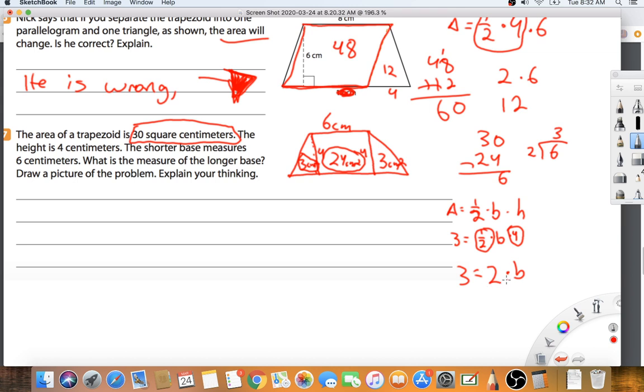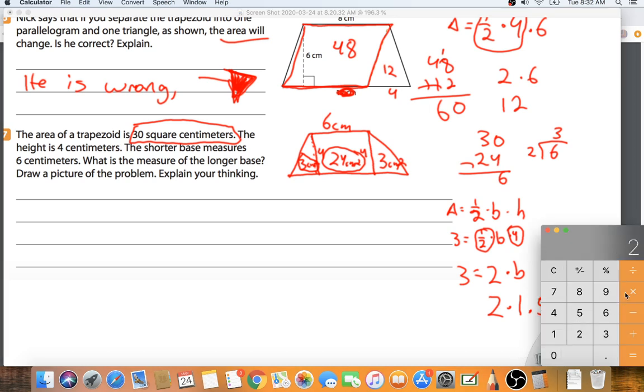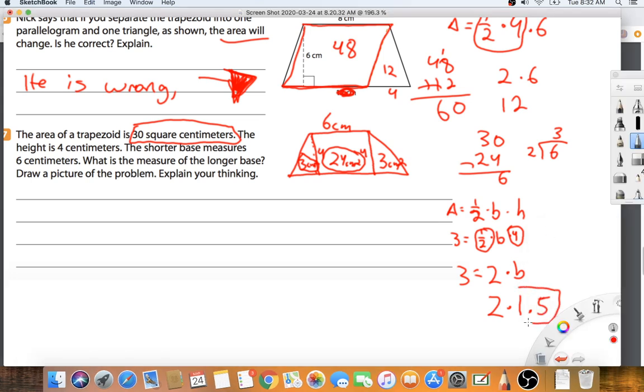Now, we need to multiply the 2 by something to get 3. 2 times 1 is 2. 2 times 2 is 4. Tricky. To get 3, this is really hard, people. To get b, we would have to multiply 2 times 1.5. 2 times 1.5, and we get 3. That means that my base would have to be 1.5. So this base would have to be 1.5, because my base over here is 1.5. That was my missing side. I wanted to make it equal 3.